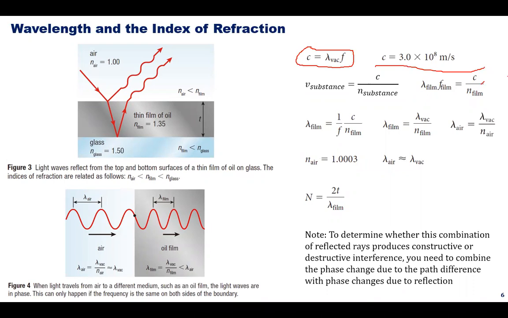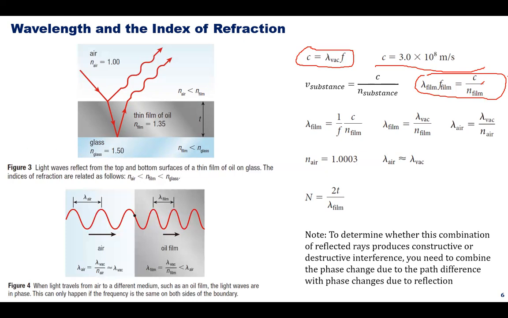When light travels through a substance with index of refraction n, its speed v is then given by c over n, right? Since n for any substance is greater than 1, light travels more slowly in the substance than in a vacuum. The product of the wavelength in the film, lambda_film, and the frequency of the light in the film, f_film, equals the wave speed. Thus, we have the following relationship: lambda_film times f_film equals c over n_film. You follow me?